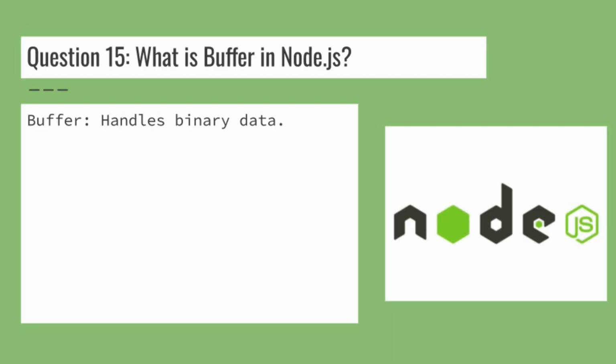What is buffer in Node.js? Buffer is used to manage raw binary data. This is helpful when dealing with file systems or networking where you need precise control over data processing.